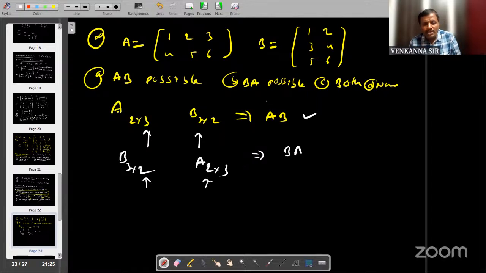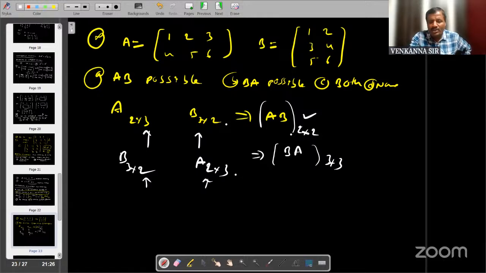And what is the AB order? After multiplying AB, we take the outer 2 and 2, so 2 by 2. AB order is 2 by 2. BA order is 3 by 3. For AB, we check the number of columns in A against the number of rows in B. For BA also, the number of columns in B against the number of rows in A. AB and BA both are possible. Any confusion? Hope all of you understood.